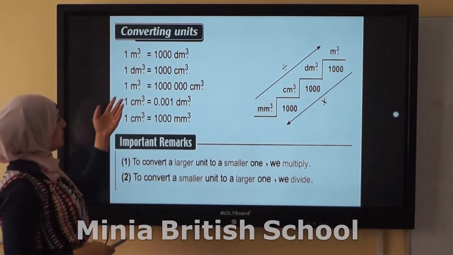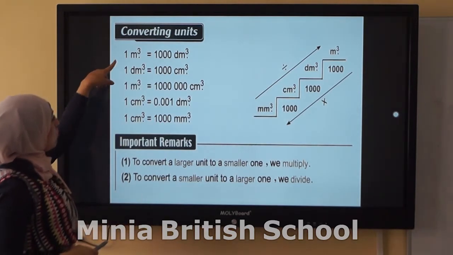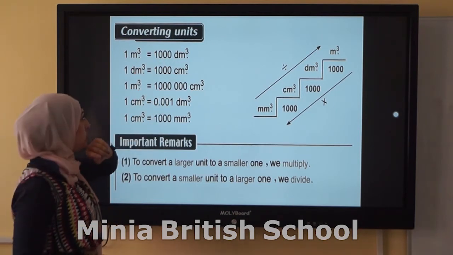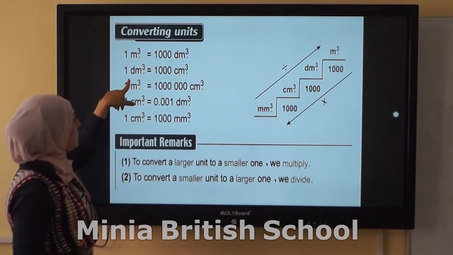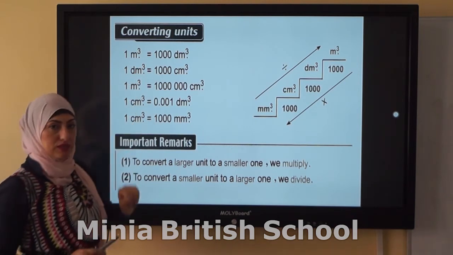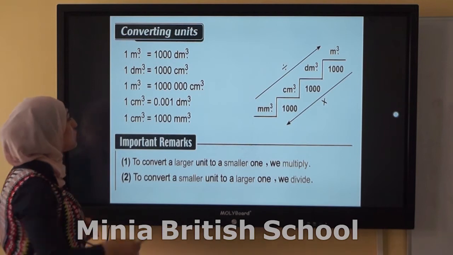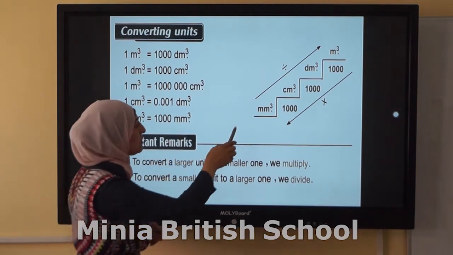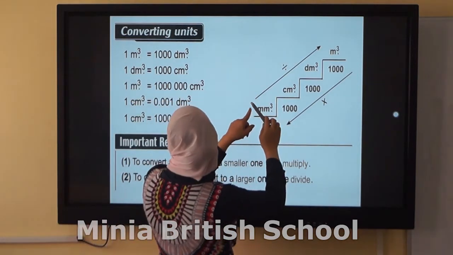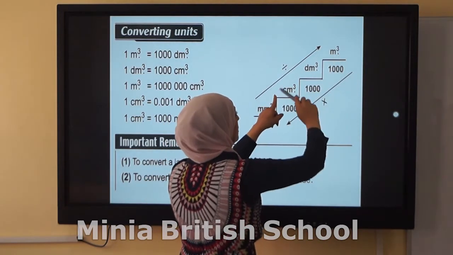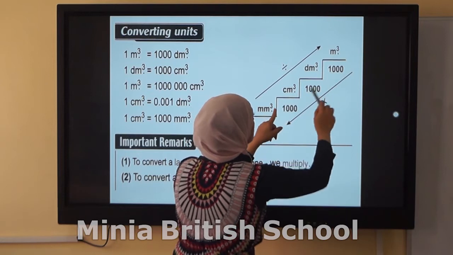Here are some converting units also. 1 cubic meter equals 1,000 cubic decimeters. 1 cubic decimeter equals 1,000 cubic centimeters. 1 cubic meter equals 1 million cubic centimeters, so it's 1 million.